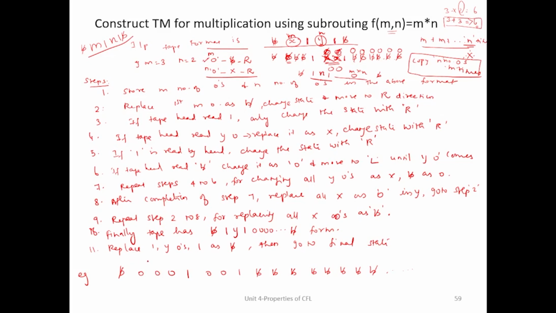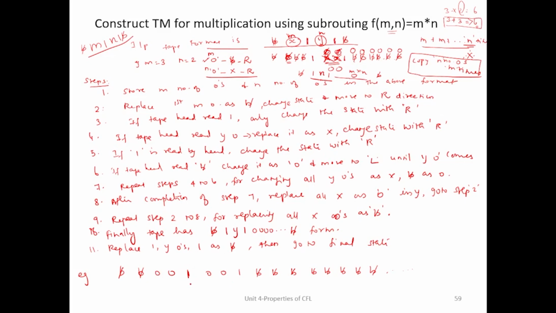So here I write the example. So this will be replaced as blank space. Then change the state, because we are replacing 0 as blank space. So we should change the state and go to the right direction according to our procedure. Then if you go to the right side, 1 will occur. So if the tape head reads 1, until reading 1 you should stay in the same state.